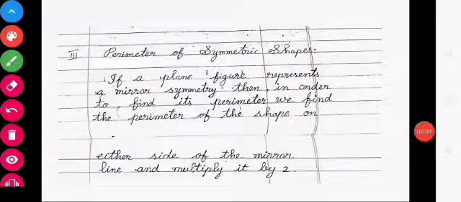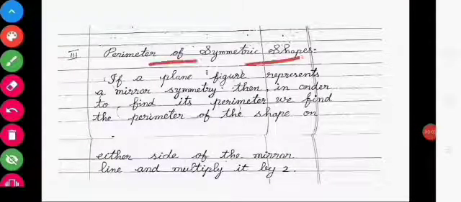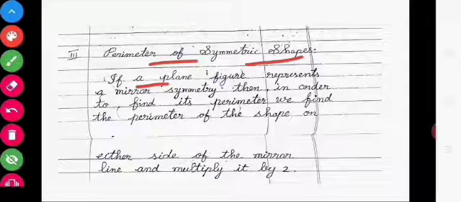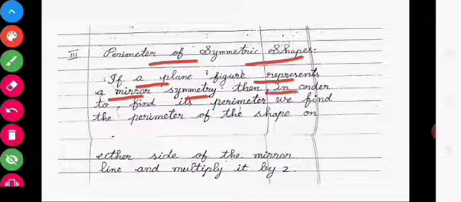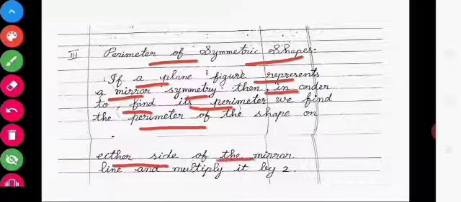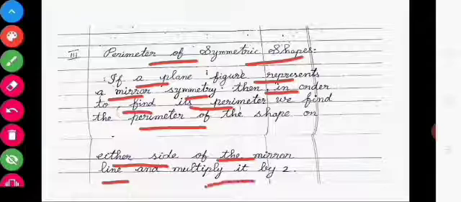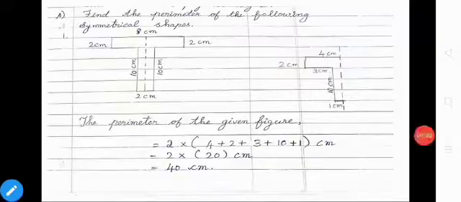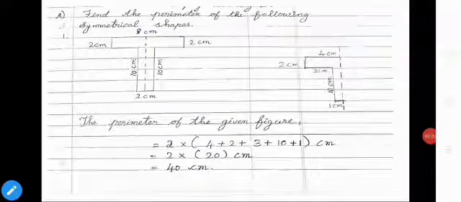See, the next topic is perimeter of symmetric shapes. If a plane figure represents a mirror symmetry, then in order to find its perimeter, we find the perimeter of the shape on either side of the mirror line and multiply it by 2. Look at the sum. Find the perimeter of the following symmetrical shapes.